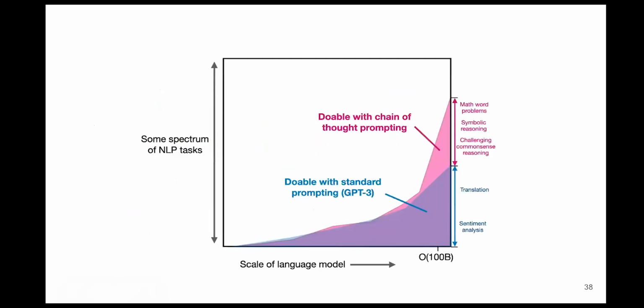The way that I think about chain of thought prompting is that we have a similar cartoon to the one I showed previously, where the x-axis is the scale of the language model and the y-axis is the spectrum of NLP tasks. With standard prompting, you can increase the range of tasks that the language model can perform. But with chain of thought prompting, at a given model size that's large enough, you can strictly increase the number of tasks that the language model is able to perform just by prompting it in a different way to do those tasks.